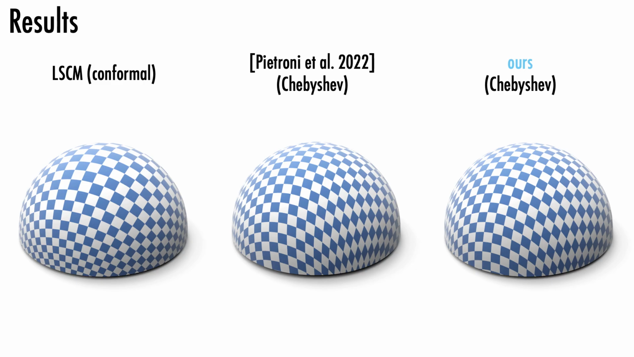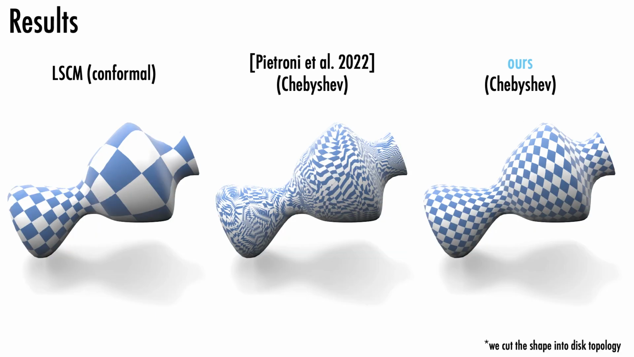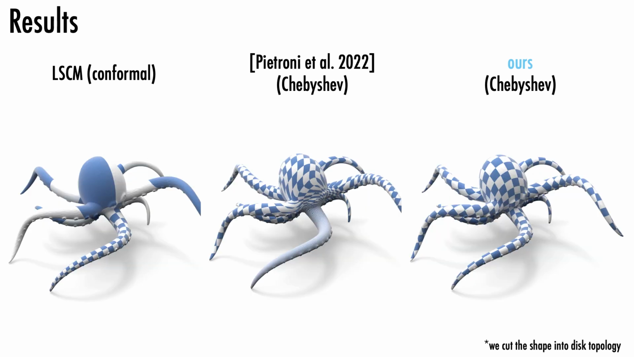We initialize our method with a conformal map, and compare the results to a recent baseline with the same initialization. For simple shapes, both of the approaches produce reasonable results with low Chebyshev net error. However, more complicated meshes demonstrate the robustness of our method, which produces more accurate results and is less likely to fail due to numerical instabilities.